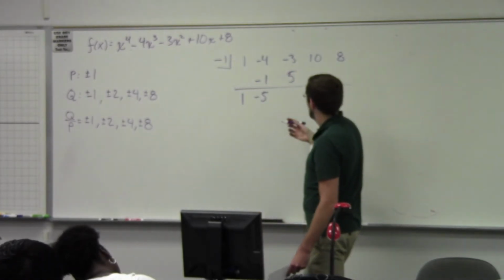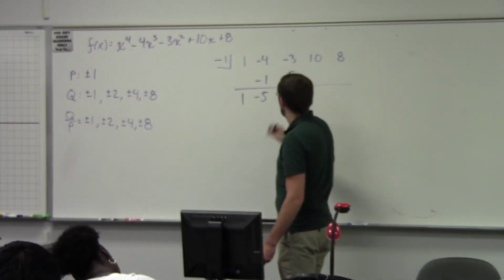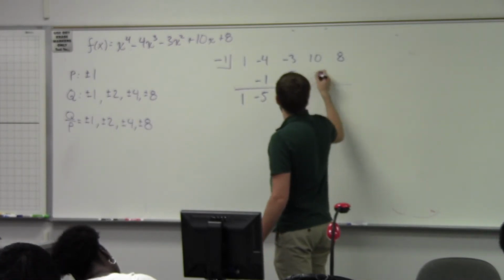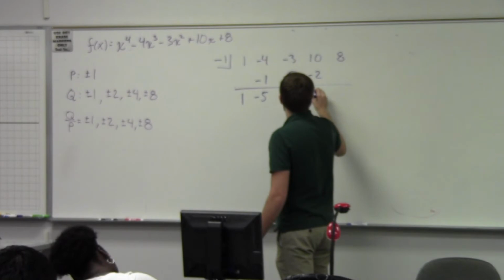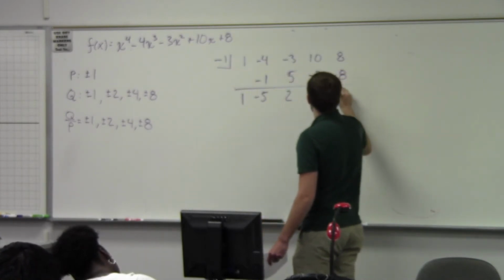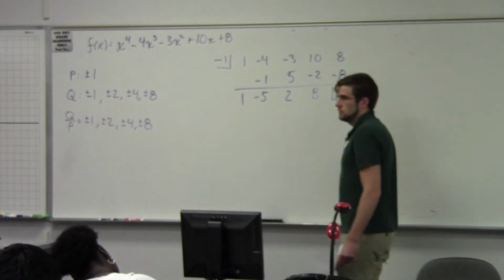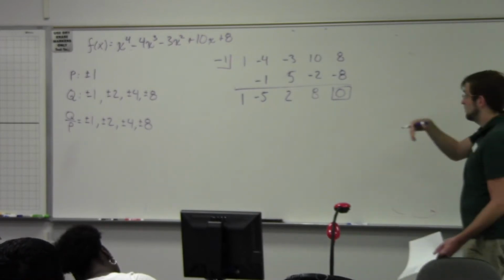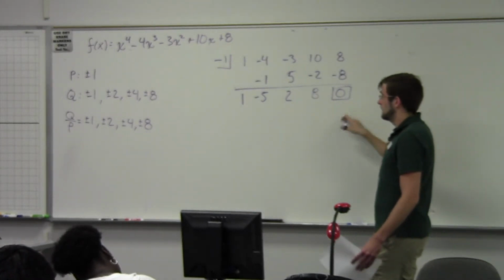Positive 5. So then I add again. I get positive 2. I add. So -1 times 2 is -2. 8. Multiply. So you're right, -1 does work out a lot. All right, so -1. And if we hadn't gotten a remainder of 0, I would have had to pick another number and then start over again, and repeat this process until I get a 0 here.